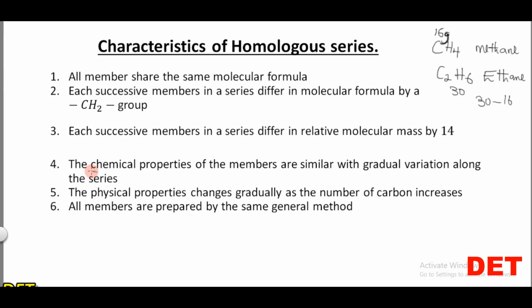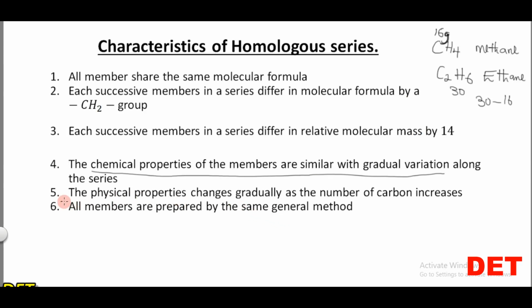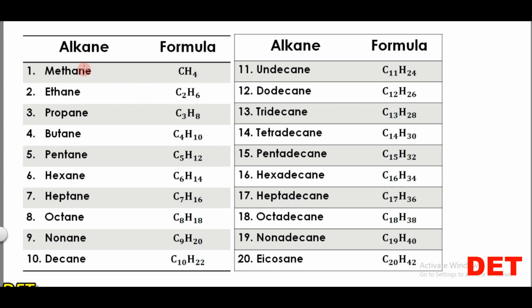Then the chemical properties of the members are similar with gradual variation along the series. So if we look at this alkane series, for instance, the chemical properties of these members are similar, with only slight variation as we move down. Then the physical properties change gradually as the number of carbon increases. If you look at this alkane series, as the number of carbon increases, the physical properties begin to change.